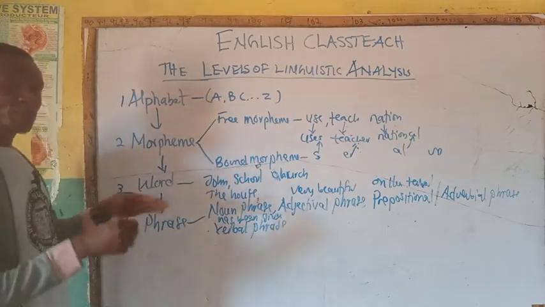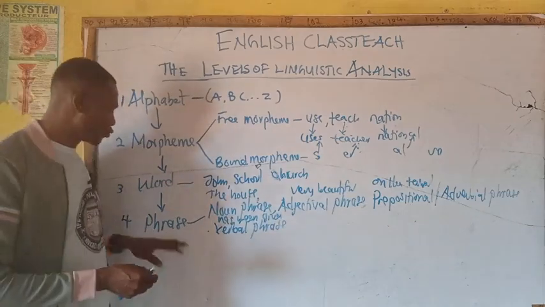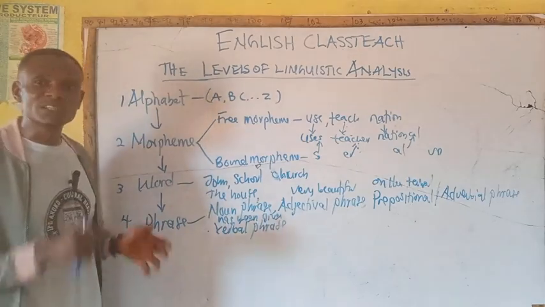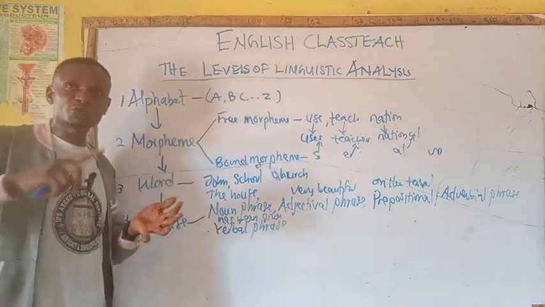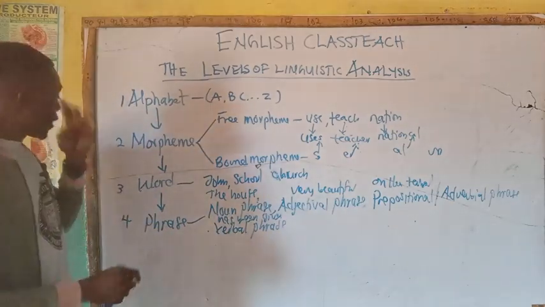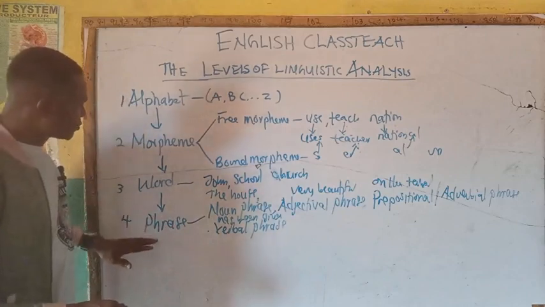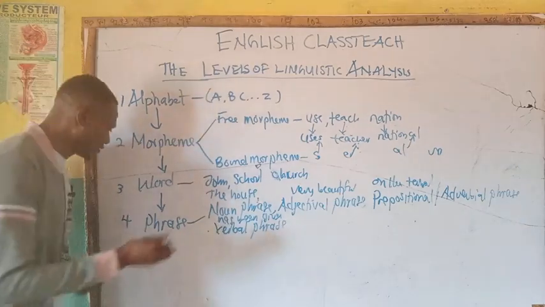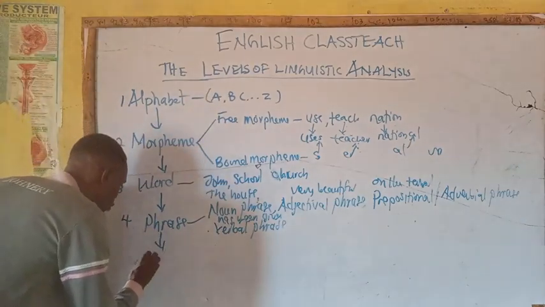That is, the coming together of different words to form what we call a phrase without a subject. Take note, without a subject and what? And predicate. So when you are able to form phrases with the help of the above mentioned words, you will now form what we call a clause.